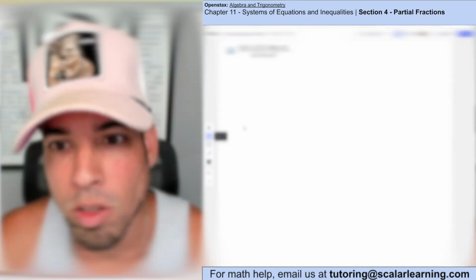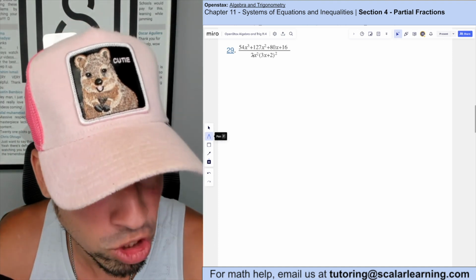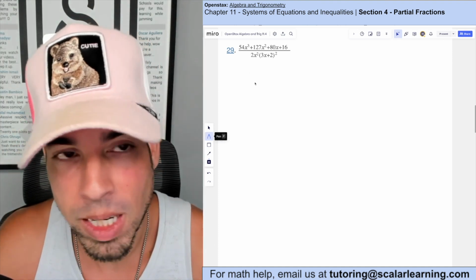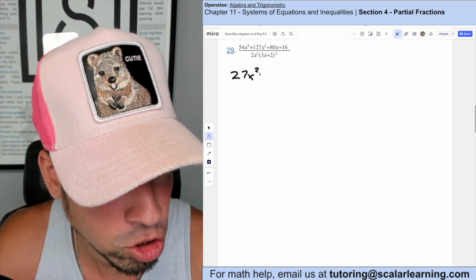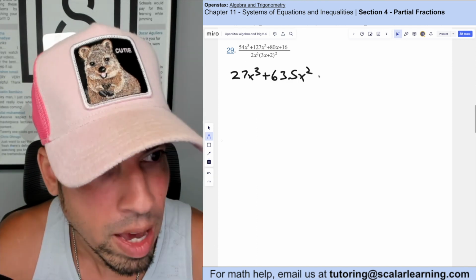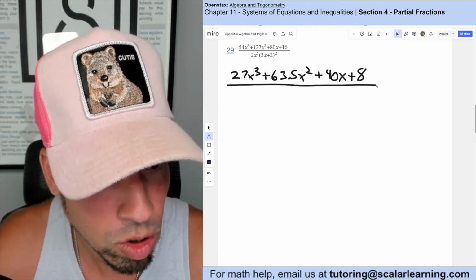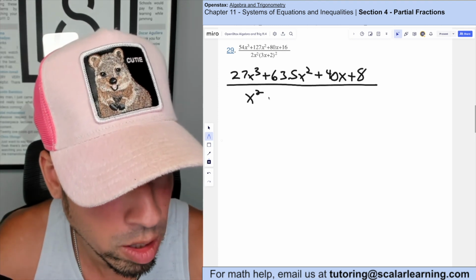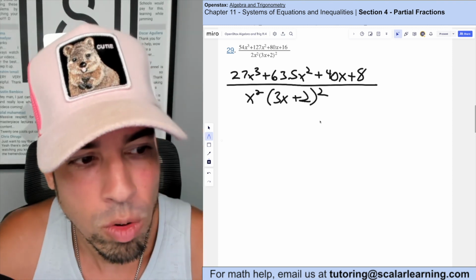Boom, done. So for this one, before I start, I'm actually going to divide everything on top by 2 just to get that 2 out of there, just to make it a little bit easier. So then we got 27x cubed plus half of 127 is 63.5, x squared plus 40x plus 8. And then this is all over x squared times 3x plus 2. Okay, why not, right? So we got this.